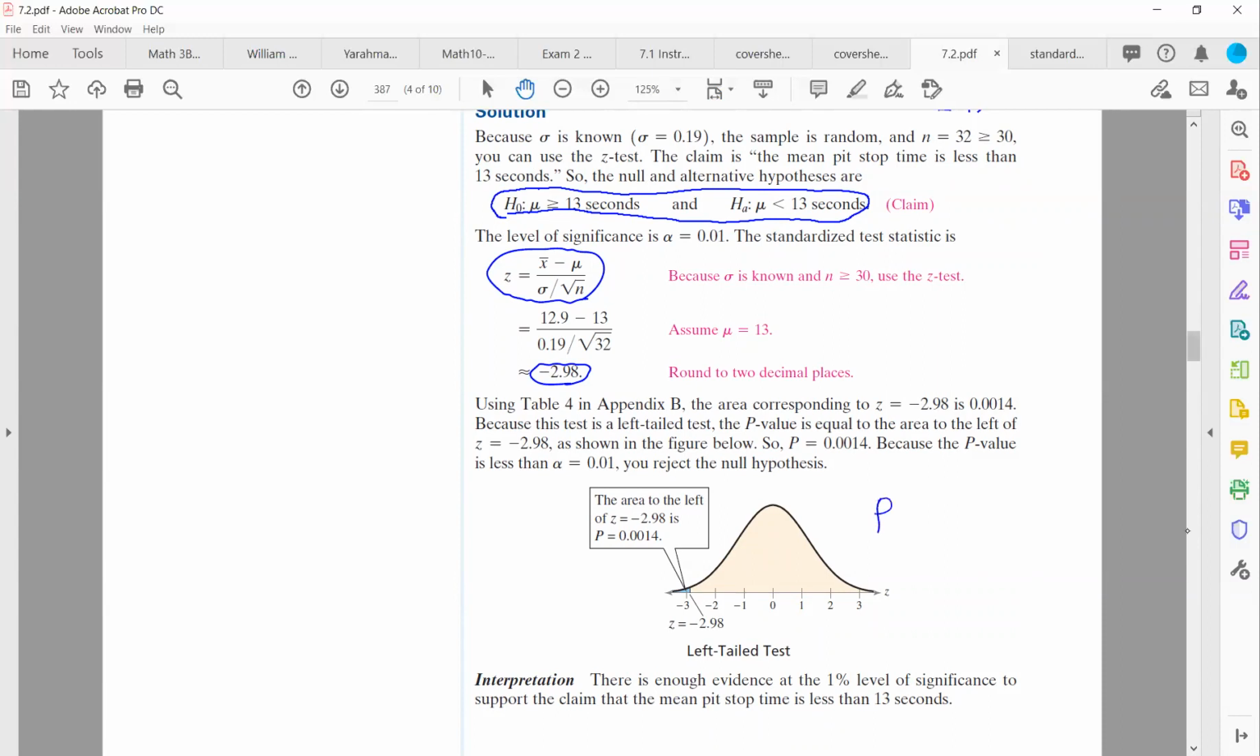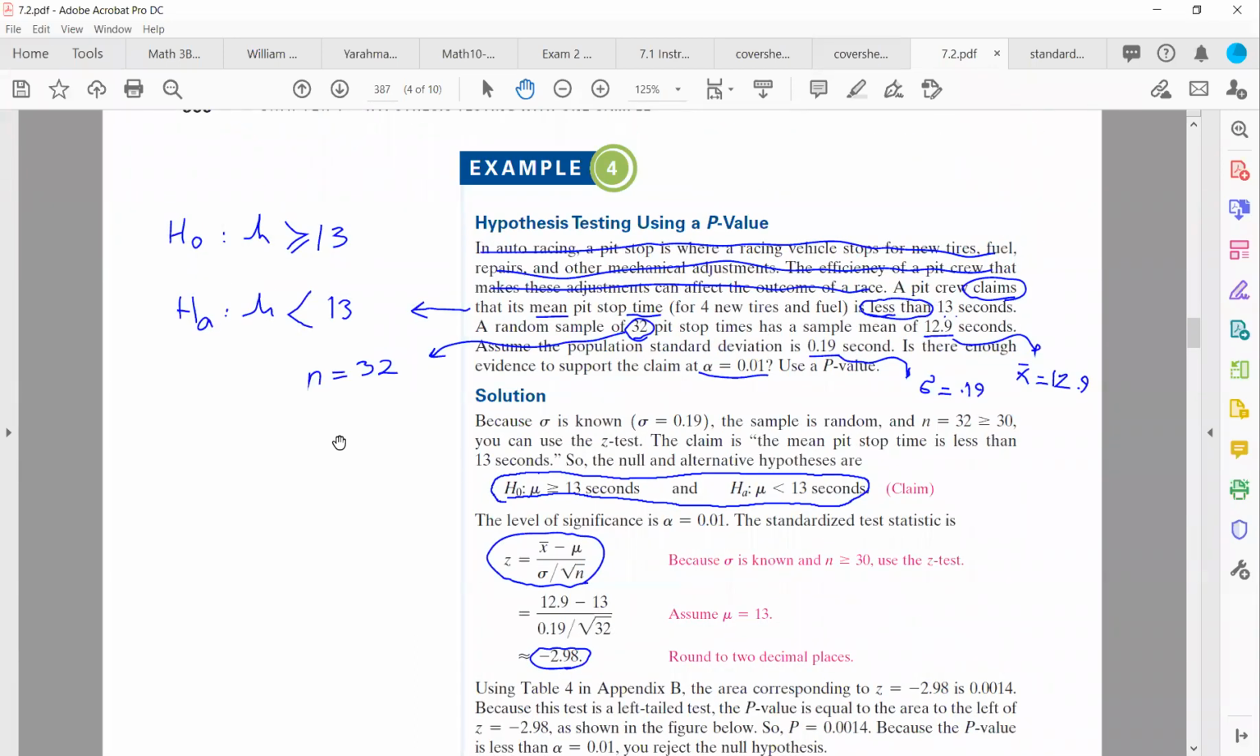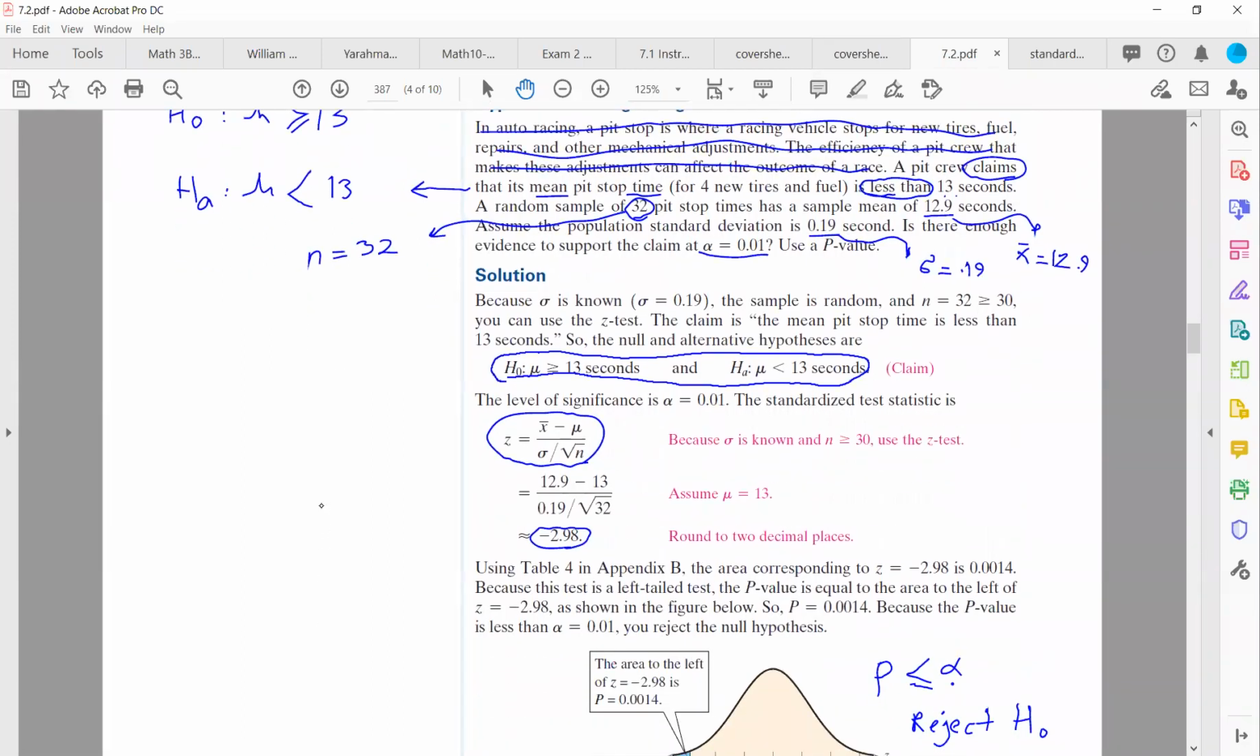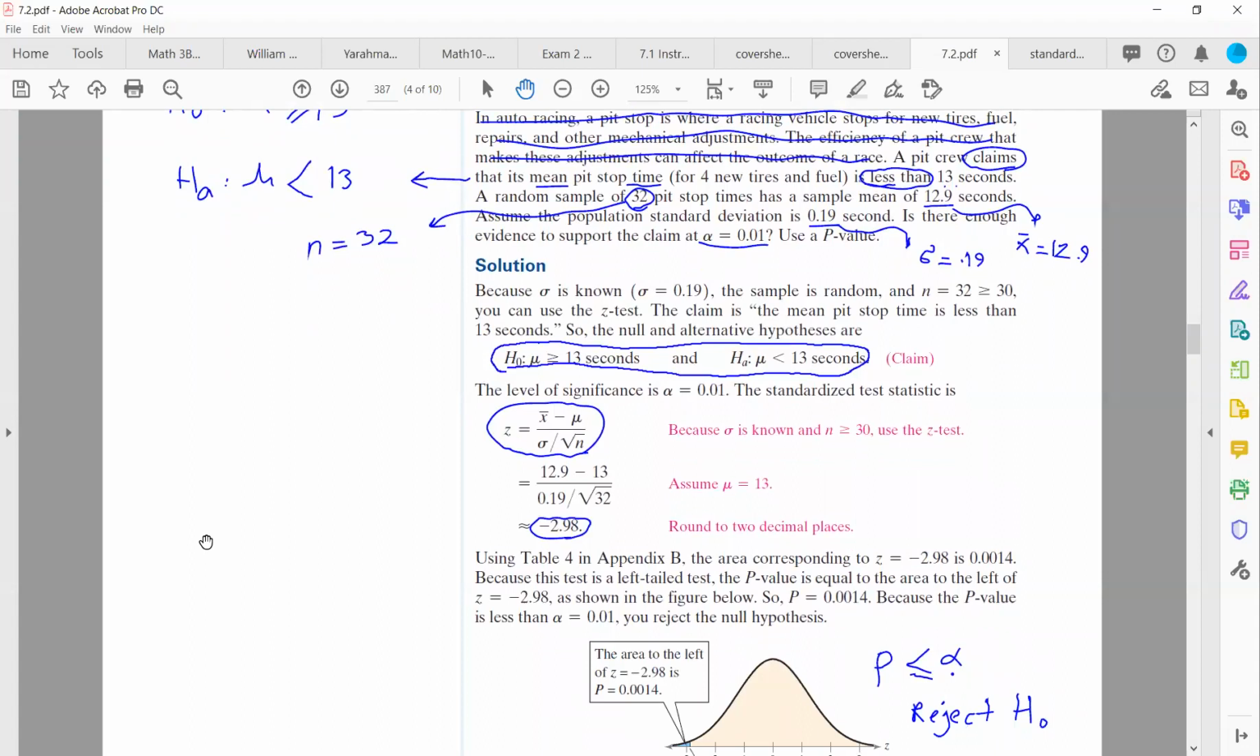So since 0% is less than 1%, it means that you reject the null hypothesis. If p is less than or equal to alpha, you reject the null hypothesis. But what is the claim? The claim and the alternative hypothesis are the same. So you reject the claim. No, you reject the null hypothesis. It means that you're supporting the claim.